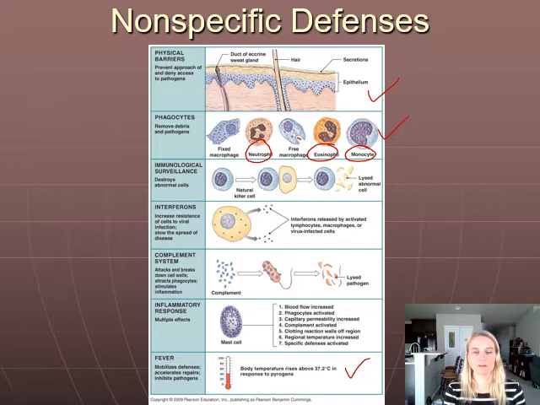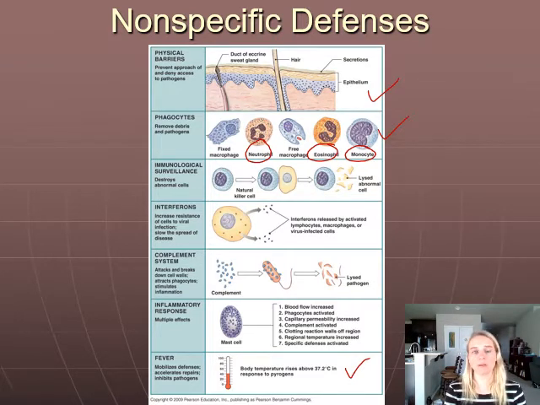That's why fever is a non-specific defense, because it can be produced by multiple types of pathogens, whether it's multiple types of viruses, multiple types of bacteria, fungal infections, amoeba infections, or parasitic infections.